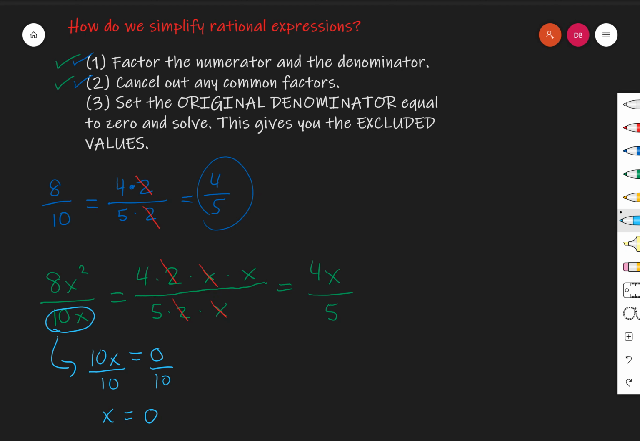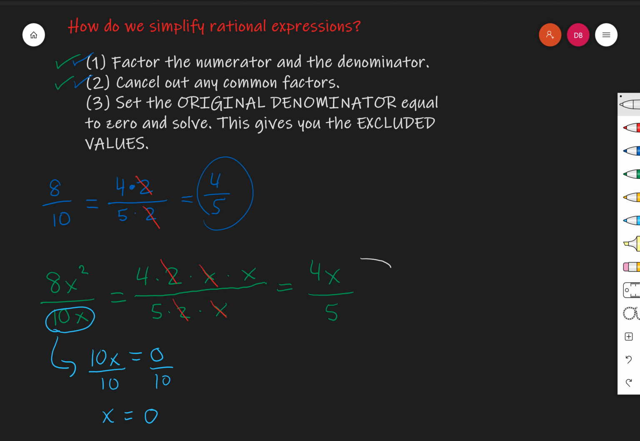So the reason we set the denominator equal to 0 is because the denominator can never equal 0. So we need to figure out what value of x will make the denominator 0. That's why we set it equal to 0. Because if 10x is equal to 0, that means we're dividing by 0, and we can never divide by 0. Remember, if you put it into your calculator, anything divided by 0, you can't do it. It'll say error, because we can never divide by 0. So we have to take that step. We have to set the original denominator equal to 0 and solve, and that gives us the excluded value.